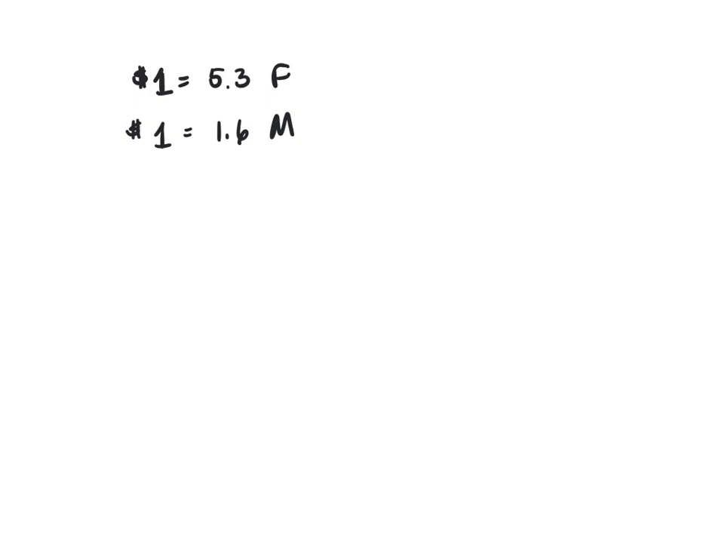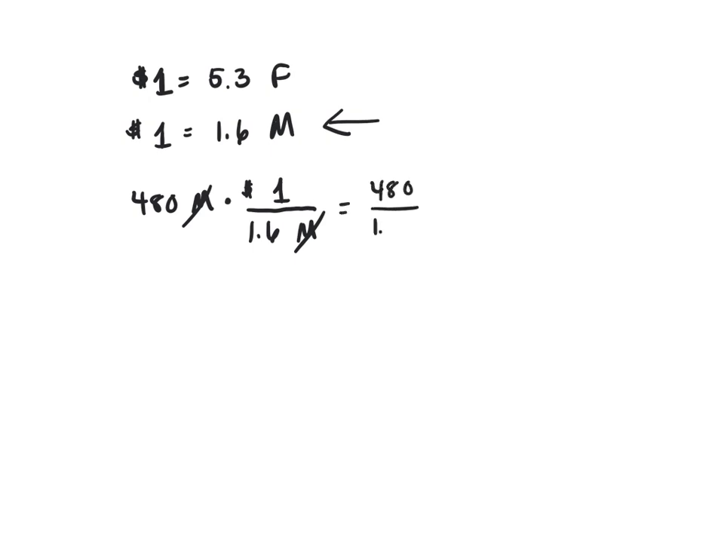Let's convert the cost of 480 marks to dollars. So I want to multiply this by a factor where marks will cancel and I'm left with dollars. And we've got this factor: $1 is to 1.6 marks. And then the marks cancel. So you've got 480 over 1.6.